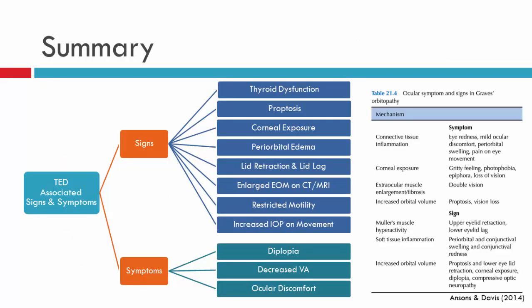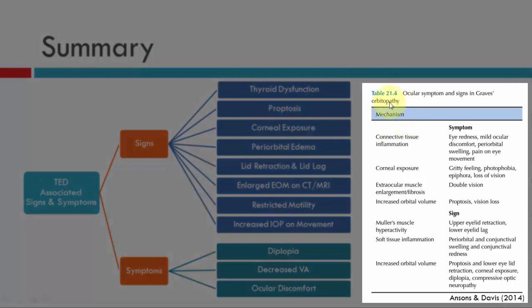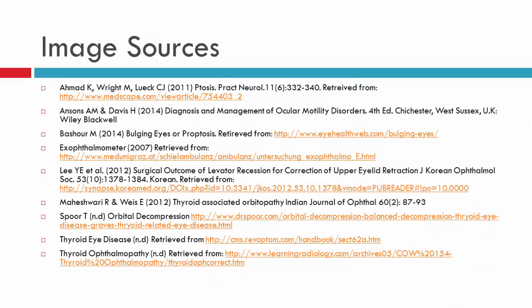Okay, so in summary here I've provided you with a list of the signs that we may see in a patient with thyroid eye disease, and then we have the symptoms, so what symptoms the patients tend to complain of. Here to the right from Ansons and Davis, there is also the mechanism by which these signs and symptoms occur. So as an example, again with the upper lid retraction, it is Muller's muscle hyperactivity that leads to that particular issue. Okay, that brings me to the conclusion of this video.